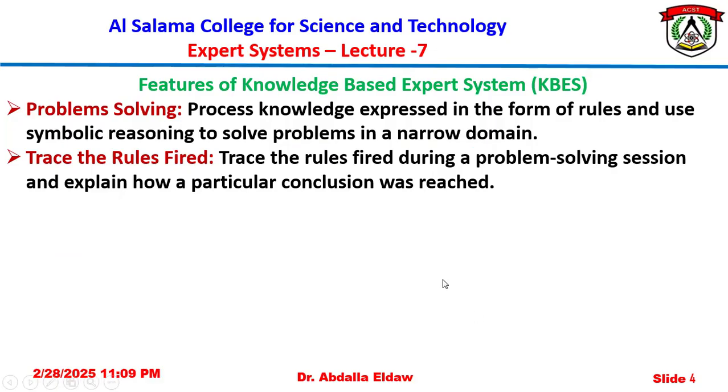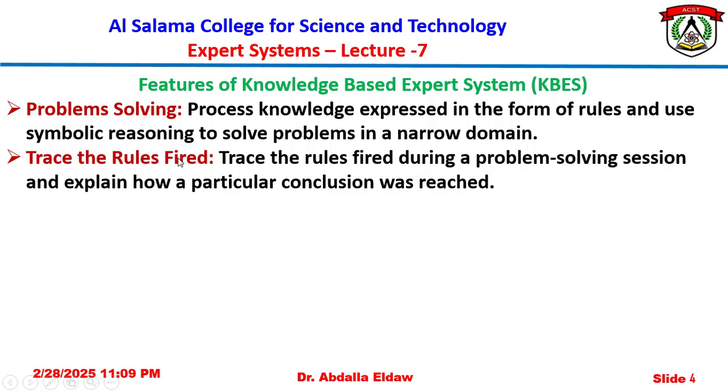Features of a knowledge-based expert system: problem solving, process knowledge expressed in the form of rules, and use symbolic reasoning to solve problems in a narrow domain. After we determine the problem, we can make symbols for the variables, for the database to be easy to solve, or to represent the problem in symbolic form like X and Y.